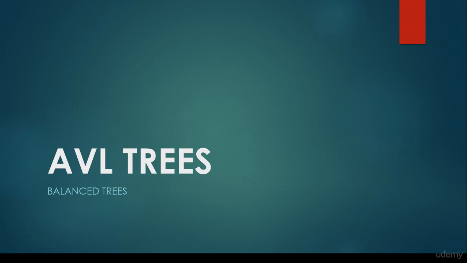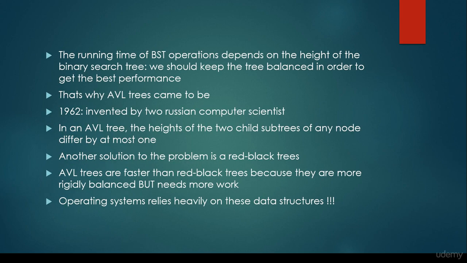Hi, in this video again we are going to talk about the AVL trees, so let's get started. We have been talking about what's the problem with binary search trees and what's the motivation behind keeping a binary tree as balanced as possible. The running time of binary search tree operations depends on the height of the tree, so we should keep the tree balanced in order to get the best performance. And that's why AVL trees came to be.